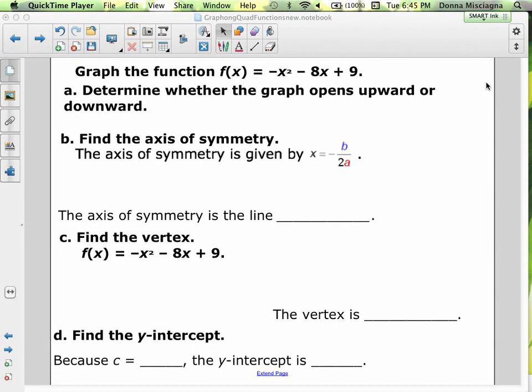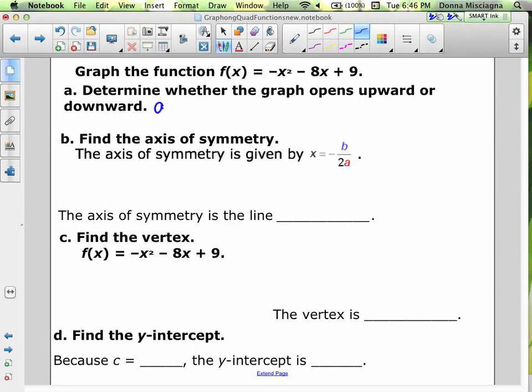First of all, though, let's determine the direction of our graph. Right? So to determine the direction of your graph, you're going to look at your a value. And in standard form, a is the coefficient in front of x squared. Right? So, and that's for standard.